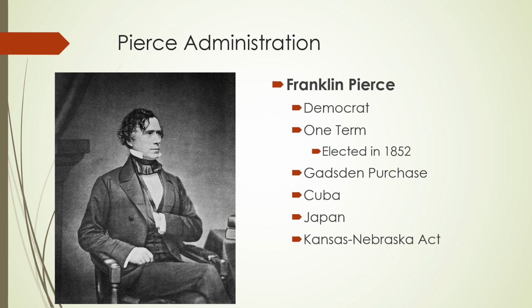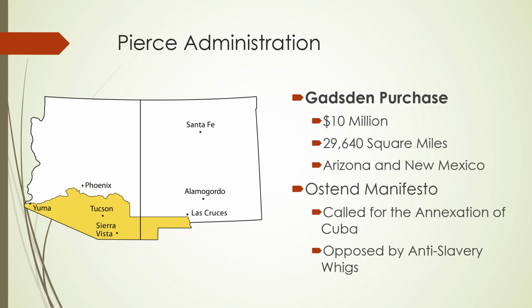So a couple of things will happen with him: the Gadsden Purchase, which we'll talk about, and then we'll see Cuba and Japan related to his presidency. And this all goes back to the idea of expansion, the Democrats being pro-expansion, manifest destiny, those kinds of things. And then probably most importantly is this thing called the Kansas-Nebraska Act, which we'll talk about as well.